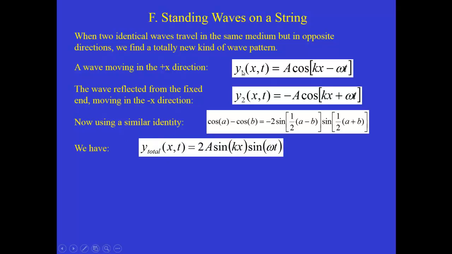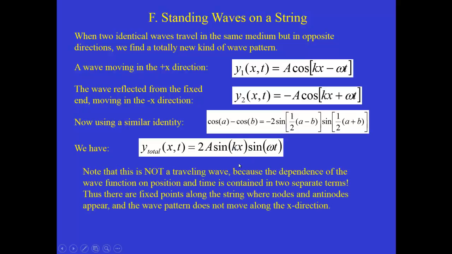So the total wave, which is just the sum of y1 and y2, when we use this identity and simplify, gives us 2a sine kx times sine omega t. And what's very interesting about this resultant function is that the x and the t dependence is no longer in the same argument for a cosine or a sine function. They actually split up. So as a result of that, this is not a traveling wave because the dependence of the wave on x and t is contained in two separate terms.